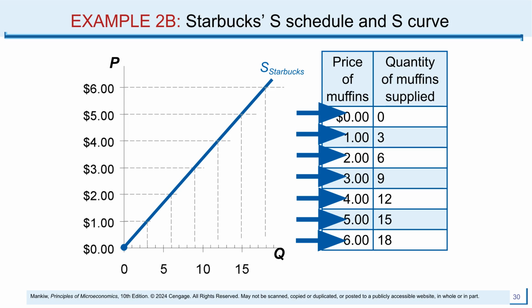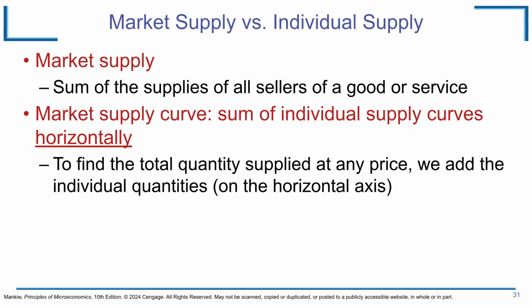Now that we have covered demand, we will shift our focus to supply. Supply reflects the behavior of sellers and the amount they are willing and able to bring to the market. Now let's examine supply. Market supply is the sum of the supplies of all sellers of a good or service. Just like demand, we find the market supply curve by summing the individual supply curves horizontally.